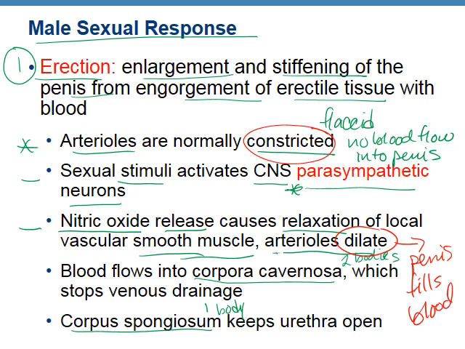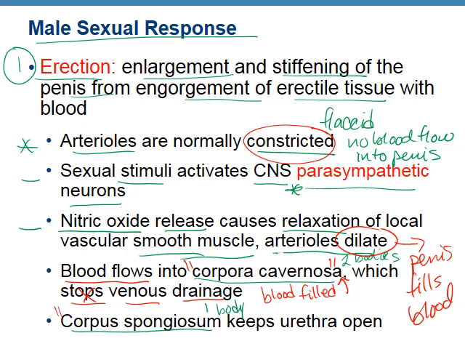What specifically fills with blood? So blood flows into the corpora cavernosa, and when the blood flows in, it blocks venous drainage. So the blood-filled corpora cavernosa block venous drainage, so the penis stays filled with blood, and that is erection.